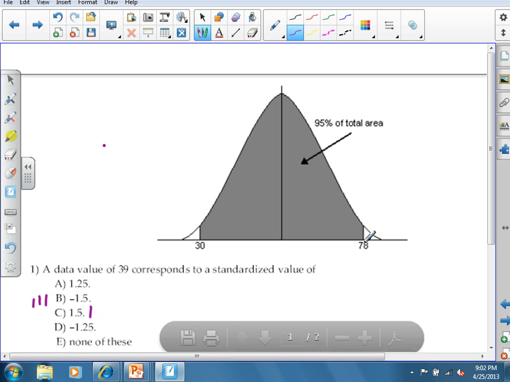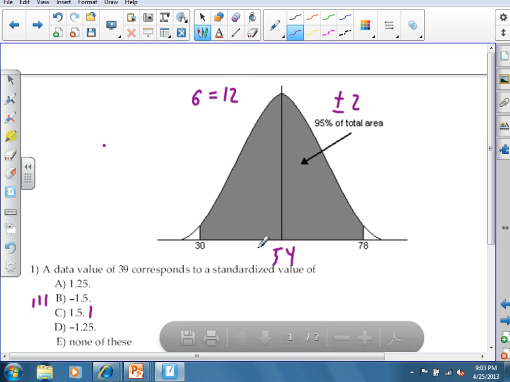Let's see. First of all, we have to find out where the mean is, right? So we're going to take 78 plus 30, and we're going to divide it by 2, and we're going to get a 54. So we got a 54 sitting there in the middle. 95% means plus or minus 2 standard deviations, right? So this 24 difference between there and there means that my standard deviation is 12.